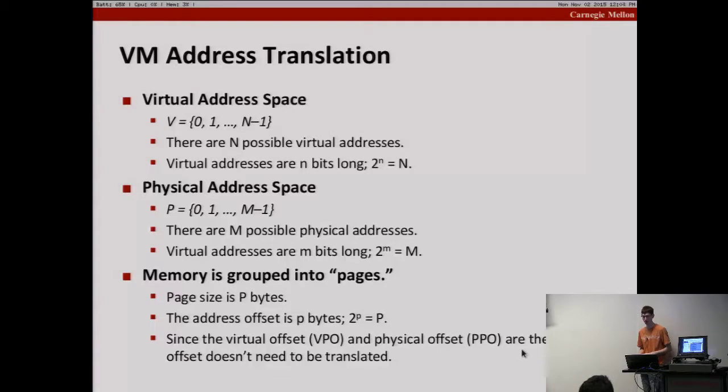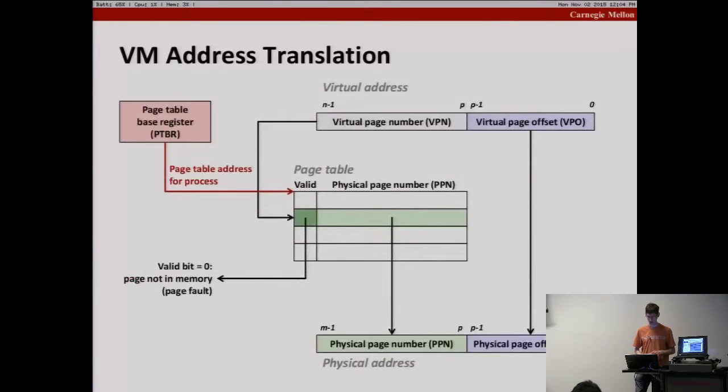We're going to make the offset for virtual pages and physical pages the same, so that the translation between them is just the identity function. We just copy it over. We don't have to change it at all. That makes things faster.